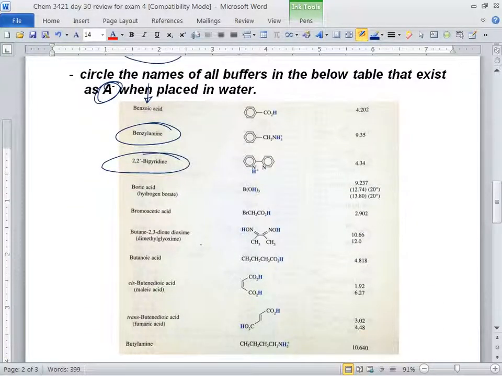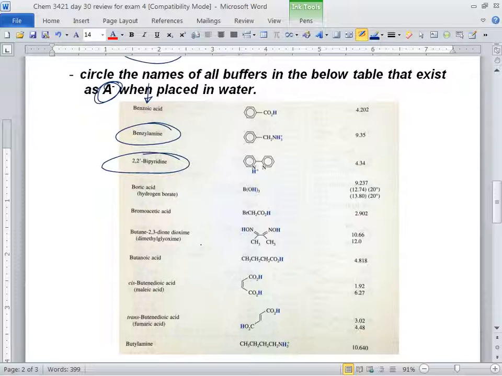So if you have a solution of boric acid, it's going to behave as an acid. So you're going to have to add a base. All this question is saying is circle all the ones that are acting as a conjugate base. So we don't circle it, right? Okay, so don't circle it.